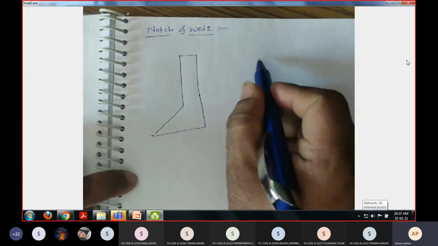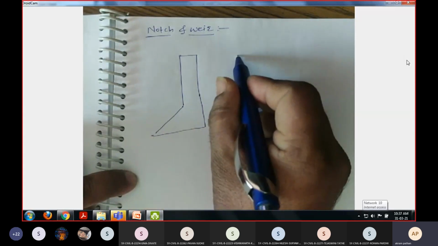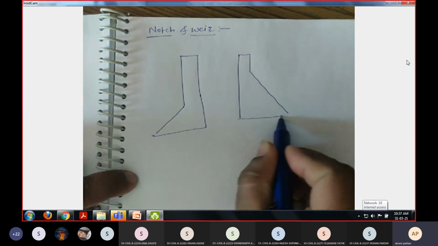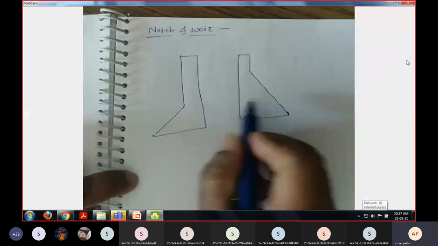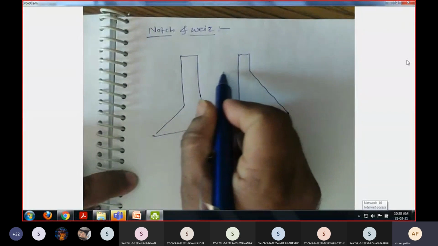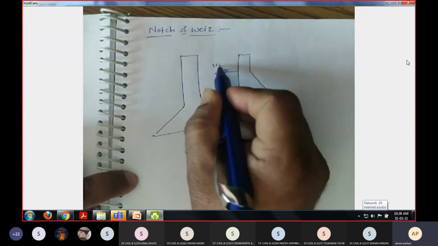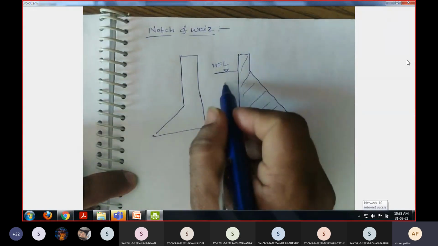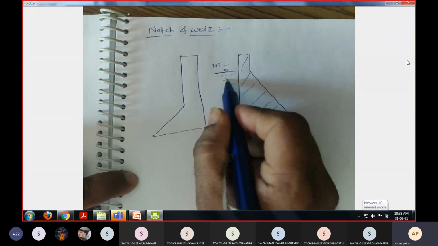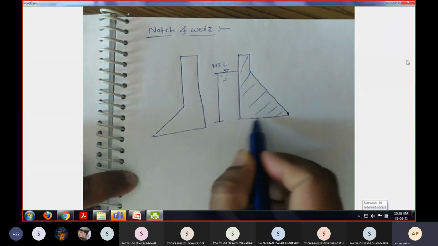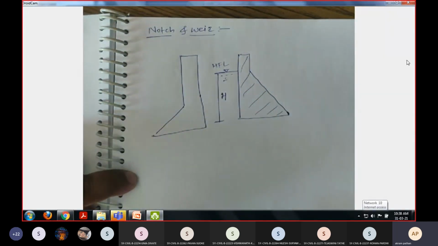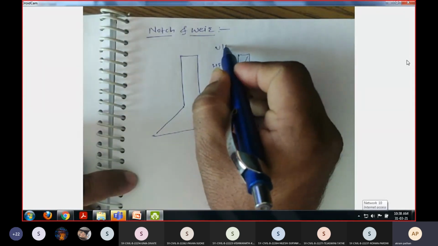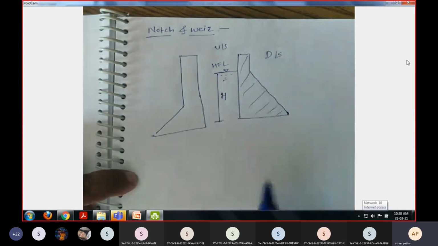Then the other section is like this. Now we have the highest flood level here in the dam itself. This is a dam and the water is stored up to this particular height from the bed of the dam. So this is the total depth of water on the upstream side of the dam. This is the upstream side, and this is the downstream side of the dam.